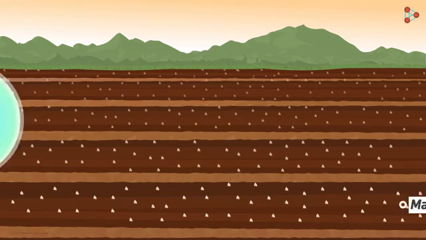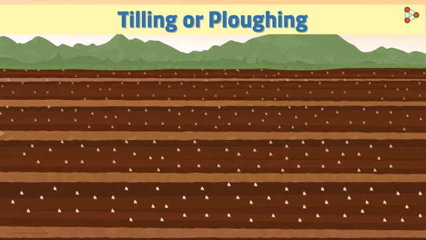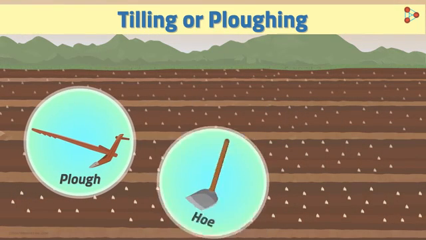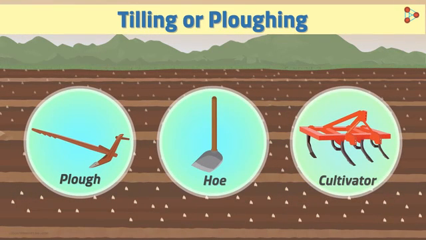Now let us look closely at the equipments that aid the process of tilling or ploughing the land. There are mainly three types of equipments used in the first stage of agriculture. A plough, hoe and a cultivator are the three major ones. Do you know how any of these work or how they look? Don't worry in case you haven't. We will study each of them in detail in our next video.